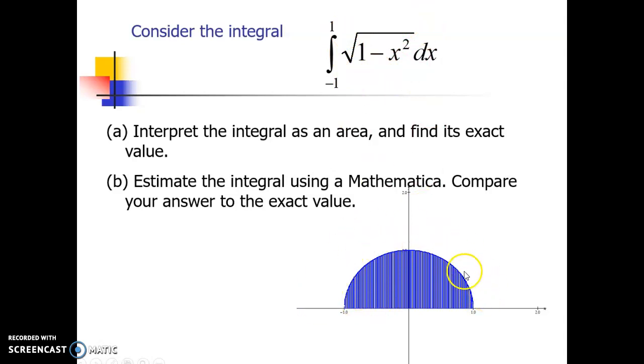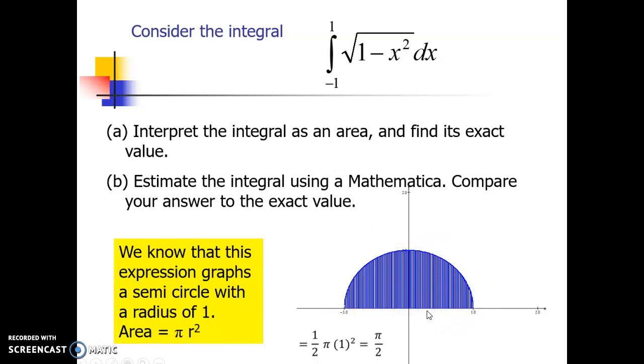And using geometry, I can find the area between the curve and the x-axis because I know that this is a semicircle from -1 to 1. It's a semicircle with radius 1. The area of a circle is pi r squared, but it's a semicircle, so it would be 1/2 pi r squared, which would give us pi over 2, which is about 1.57 or so.